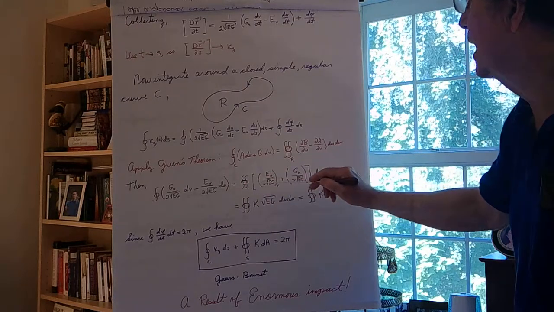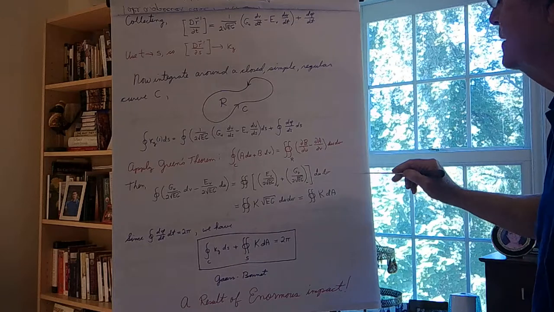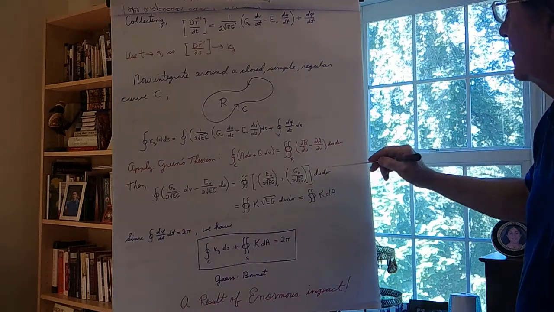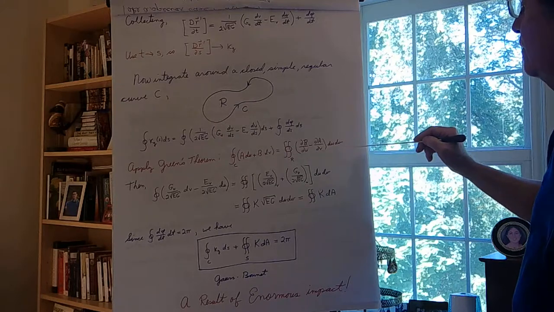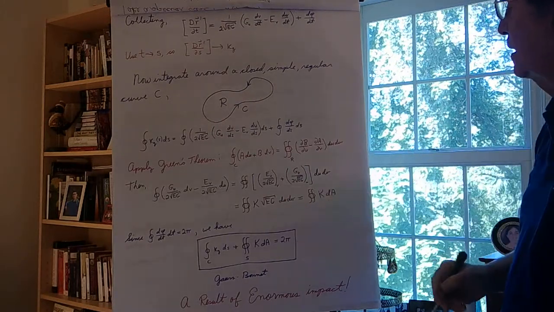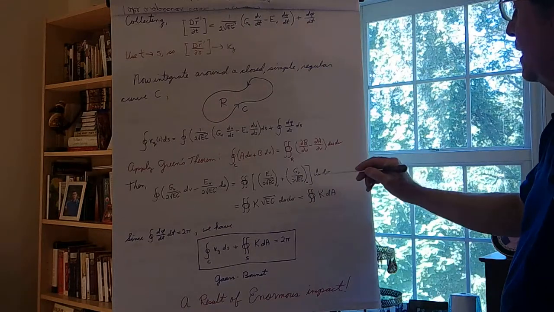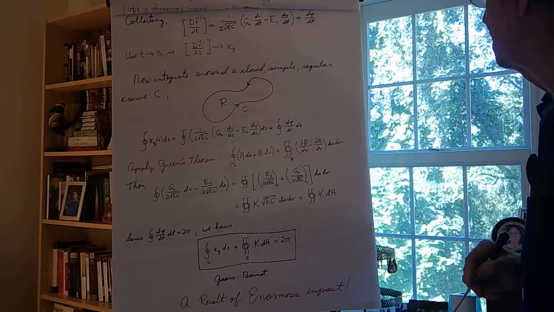Here's the left-hand side of Green's theorem written out. And on the right-hand side, identifying B and A, I see I have to take a derivative in the U direction minus a derivative in the V direction. There's already a minus sign here, so the relative sign of the two terms is plus. And I get this expression here.